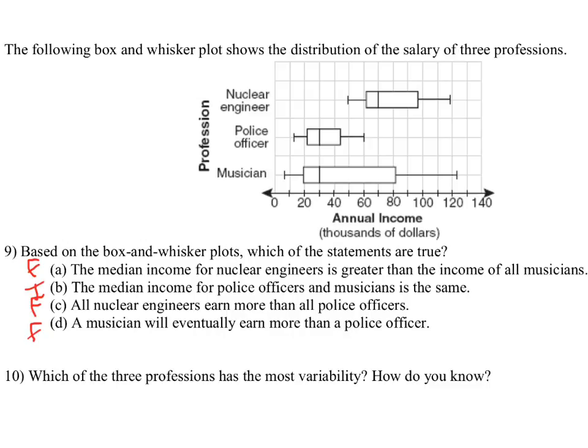Okay, which of these three professions has the most variability, and how do you know? Remember, variability is how things are spread out. If something has more variability, the standard deviation would be greater, and so it's more spread out left and right. Well, the musician is quite wide as far as its box plot is concerned. There's a lot of variability between here and here. The box of the box plot is bigger than the other ones. That means the variability is bigger. The more spread out, the more variability.